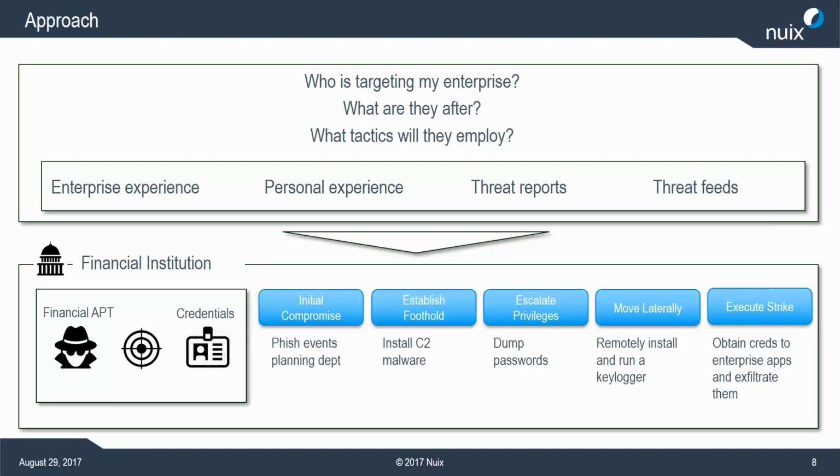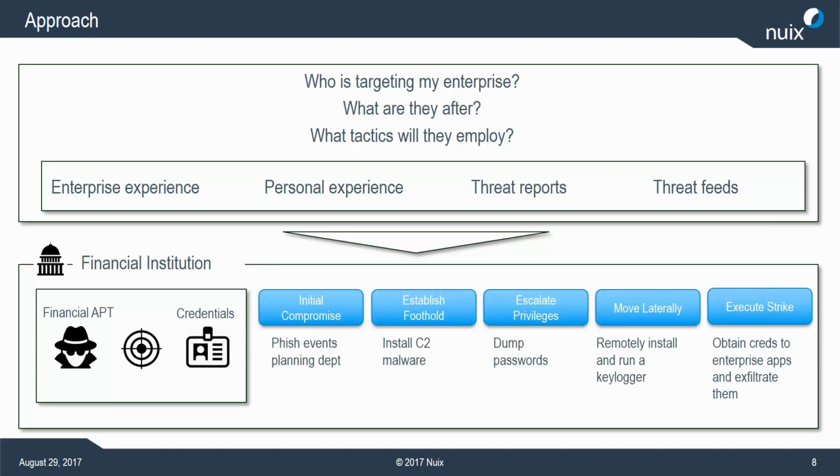At the compromise level, I'm going to look for a phishing attack on my events planning department, because my events planners get a lot of external emails. They're very used to clicking on things that are from outside the enterprise, so they're good phishing targets. So I might focus on looking for phishing in that portion of my organization.